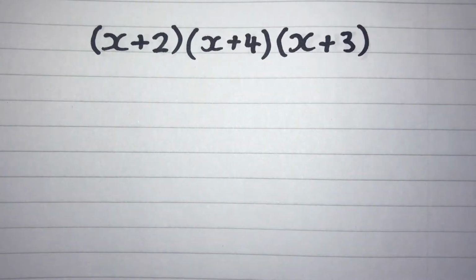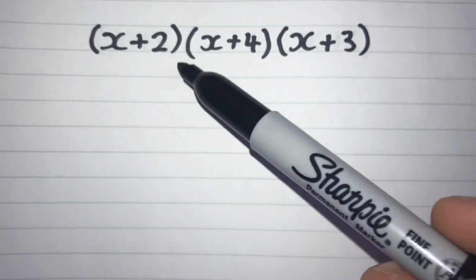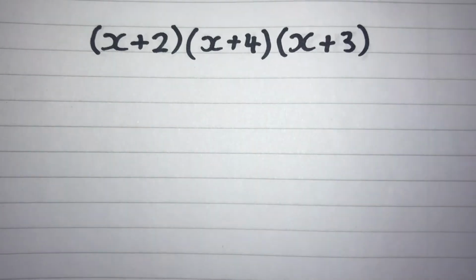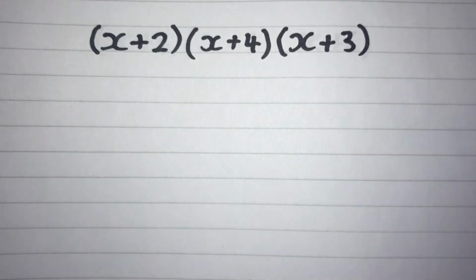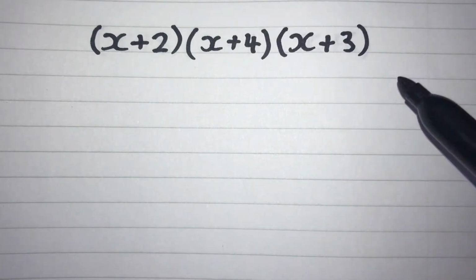So in this video we're going to look at expanding triple brackets. So if we look at what we've got here, we've got an x plus 2 bracket, an x plus 4 bracket and an x plus 3 bracket. And we want to multiply each of those three brackets together. Now to do that, we're going to start off by expanding just two of these brackets. We'll multiply these first two together, see what we get, and then multiply the result by this third bracket.